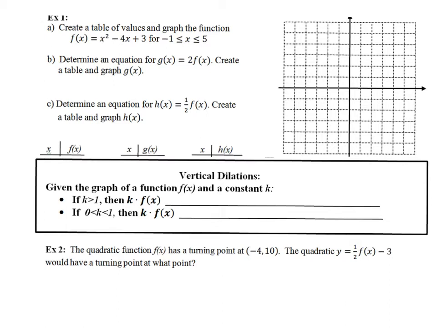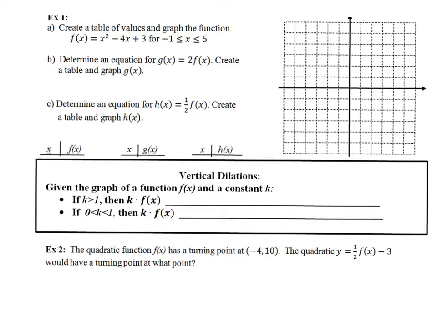Example number 1 begins with the function f of x equals x squared minus 4x plus 3. We'd like to create a table of values for this function from -1 to 5. Now, this of course can be done using your graphing calculator, or you can do it by mentally computing the values. I'm going to have to go back and forth between the previous page because unfortunately the tables were posted on the previous page.